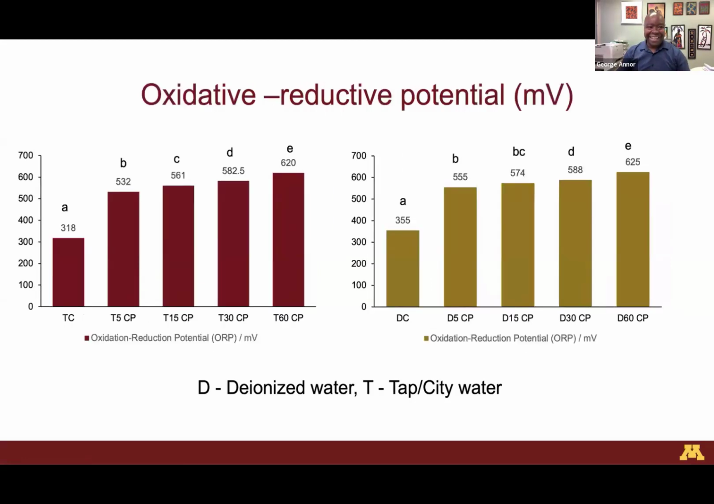Okay. Oxidative reductive potential is an indication of how reactive that water is. The higher the ORP, the more oxygen you have in your water. We saw an increase in oxidative reductive potential as we treated our water over time. Now, ORP is very important because it's actually a measure of how lakes or water bodies actually break down waste products.